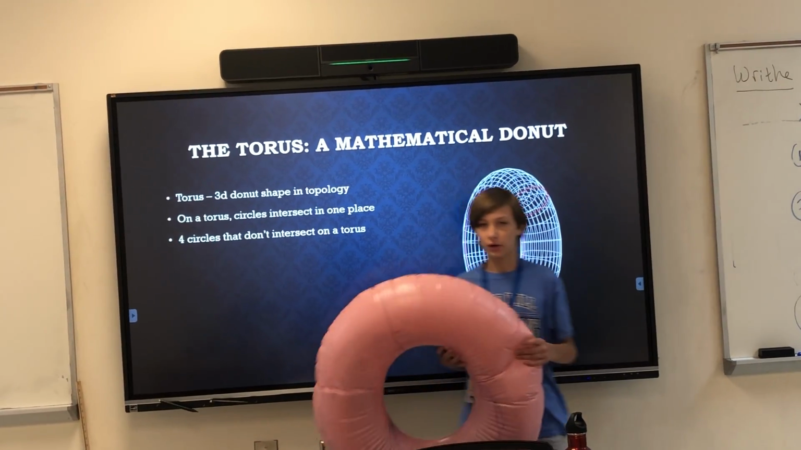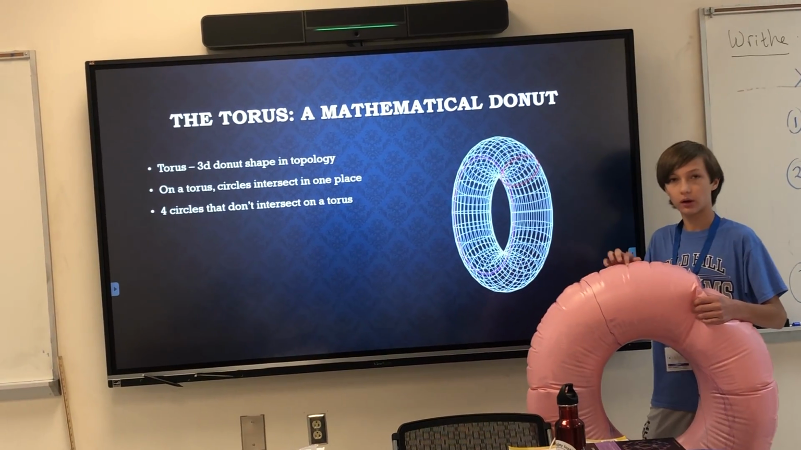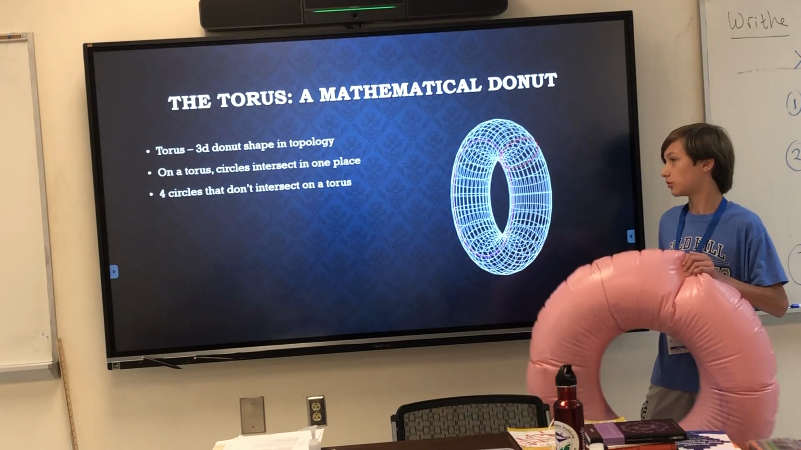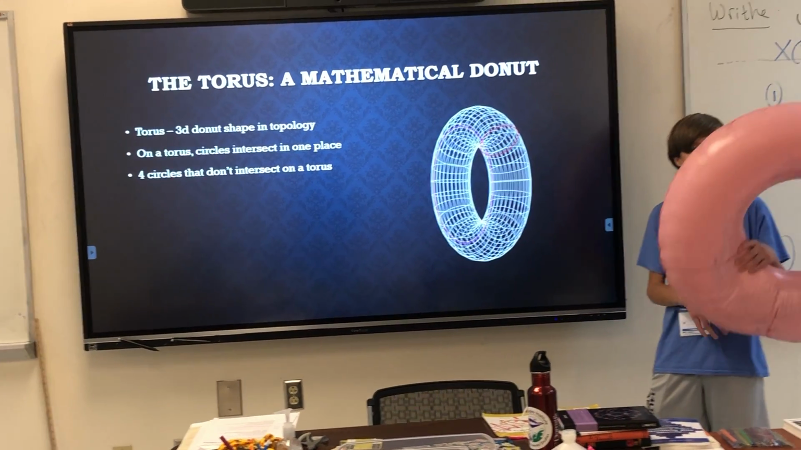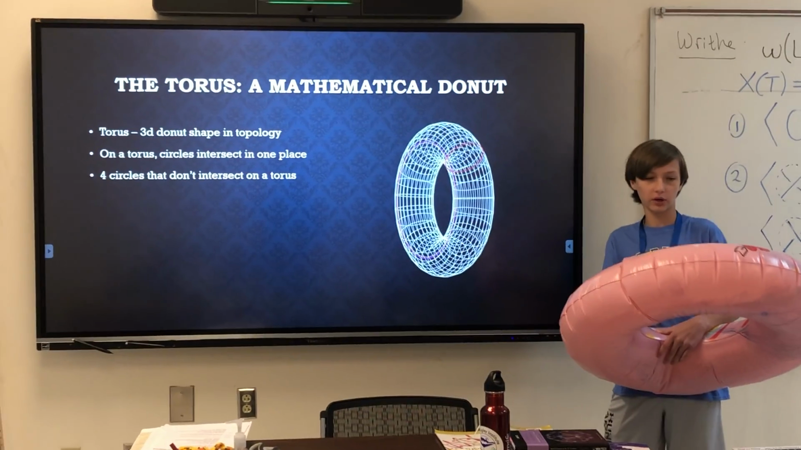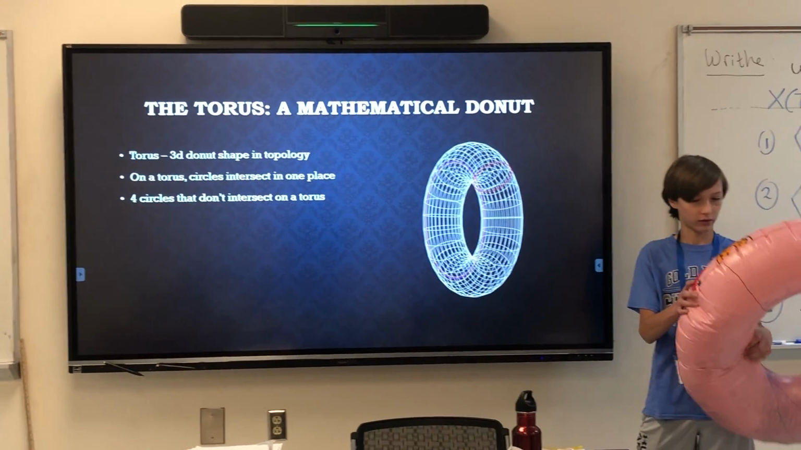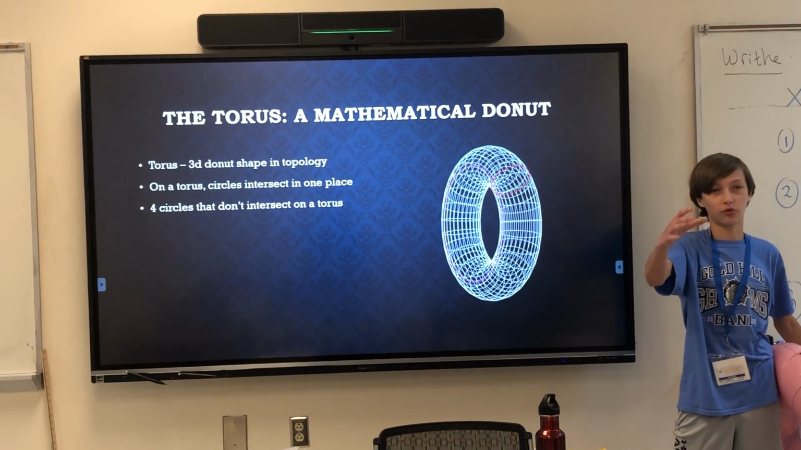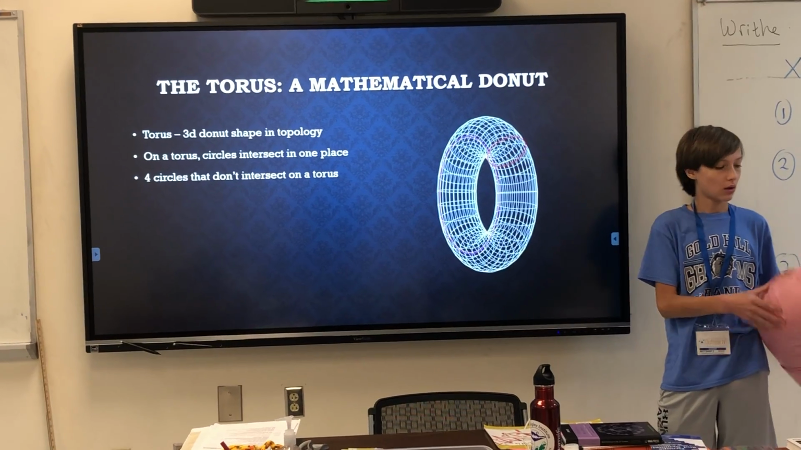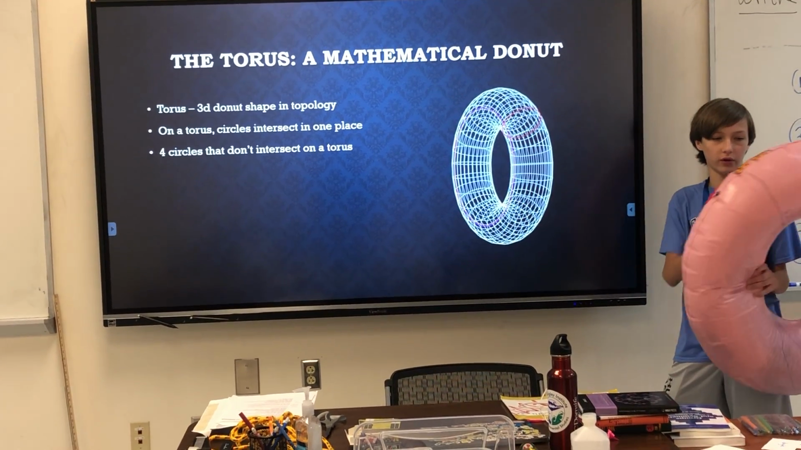My name is Cole, and I will be talking about the torus. The torus is a 3D donut-shaped object that is very important in topology. The main difference between a torus and a sphere is that on a torus, there's only one place that the circles intersect, which is right here. Whereas on a sphere, there will be 2 spots, no matter how you make it. And the torus has 4 different circles that can be made on it.